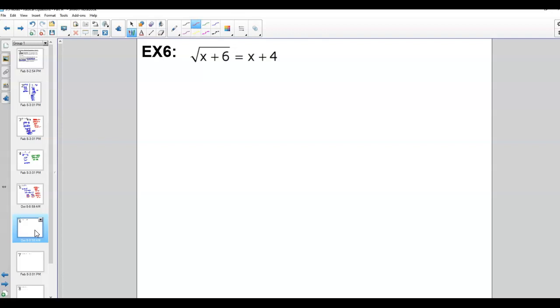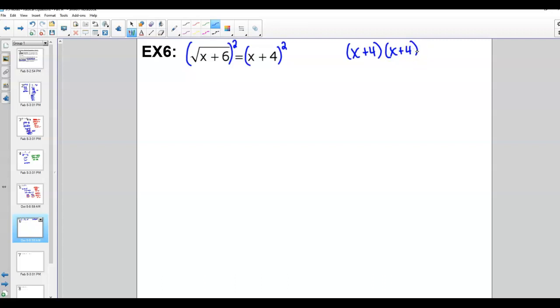Alright. Example 6 gets into the most difficult type of problem that you will see today. And in this case, you have a square root on the left-hand side, but you do not have a single expression on the other side. So you're still going to have to square to get rid of that square root. But when you do that, you are squaring the x plus 4 as a whole. Be careful here. This is not x squared plus 16. This means that we're doing x plus 4 times x plus 4.